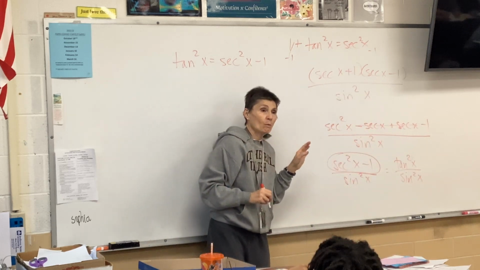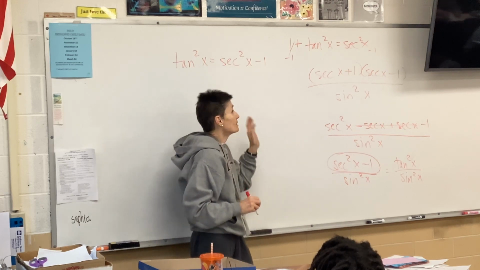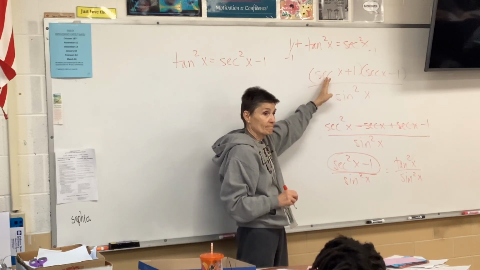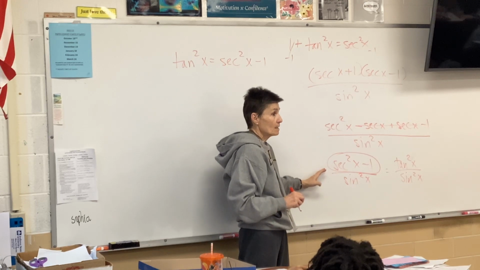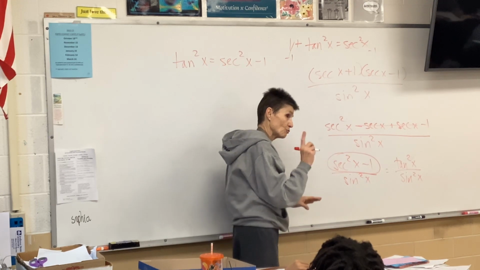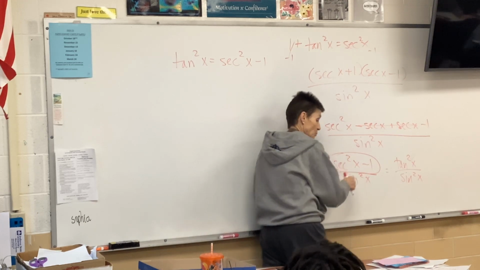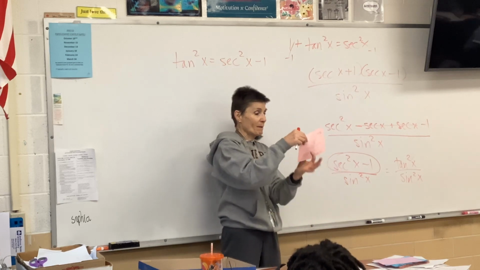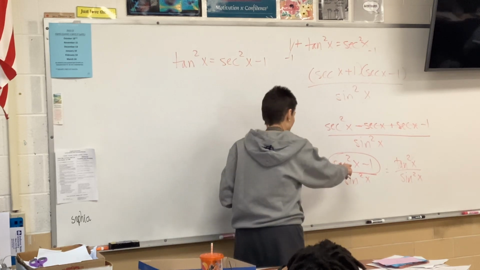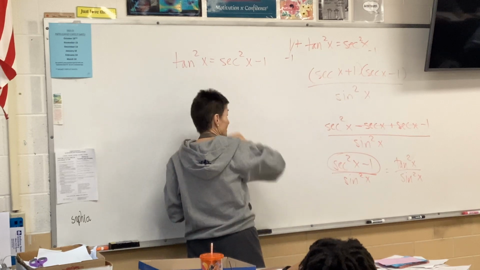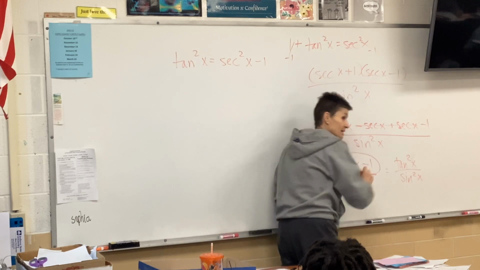All right, this is day 1. We've got to fight our way through it, kids. Step 1, FOIL. Step 2, simplify. Step 3, and this is the tricky one, recognize that secant squared -1 is special. Secant squared minus 1 is tangent squared. So this can become a tangent squared.